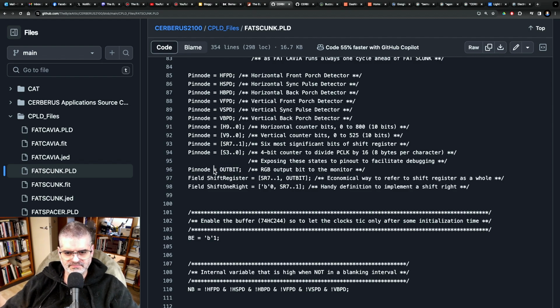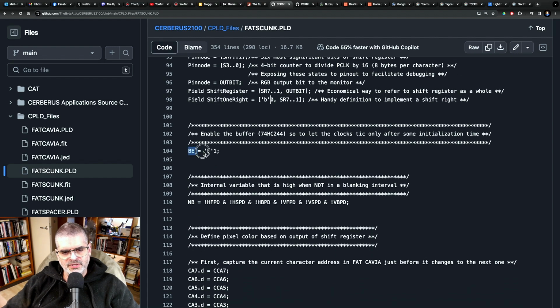Now I'm using this field declaration again. It's a way to refer to a number of signals as a whole. So here I'm saying, okay, the shift register signals 7, 6, 5, 4, 3, 2, and 1, plus the out bit, that forms the field shift register. And shift 1 right, I just append a 0 in the place of the most significant bit, and I drop the out bit. This is how we implement the shift. The shift just adds a 0 and drops the least significant part, which is exactly what a shift register does.